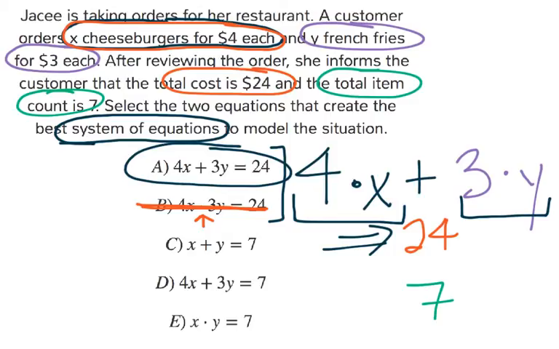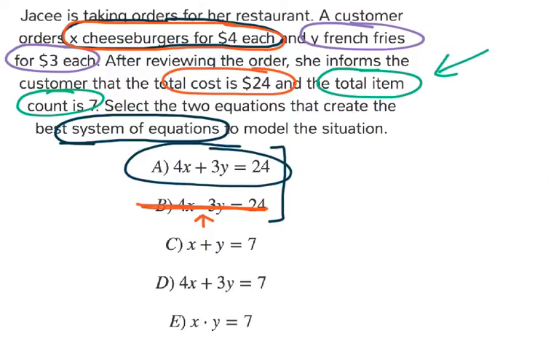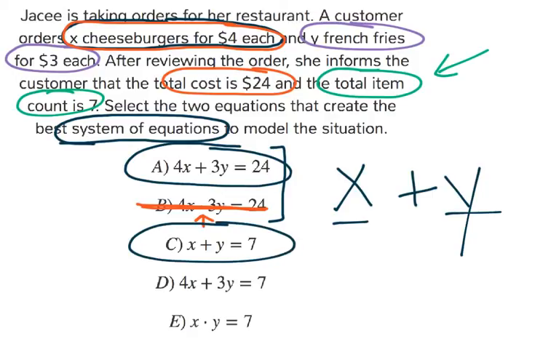So C says x plus y equals 7. Now let's think about what the total item count is talking about. Total item count in this case is the total number of cheeseburgers, represented by x, added with the total number of french fries. So total means add. In this case, it's plus, right? And we don't need to multiply those because multiplying 4 times x gives you something with cost, and 3 times y, also a cost. In this case, it's just the total number. So x plus y is all you need. So C is the other equation here.